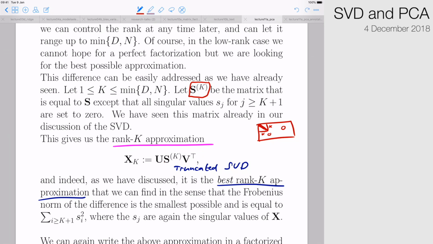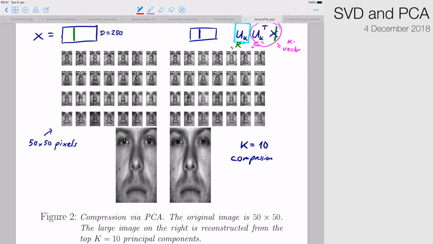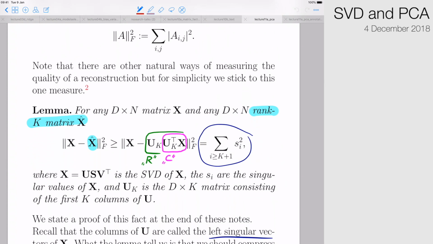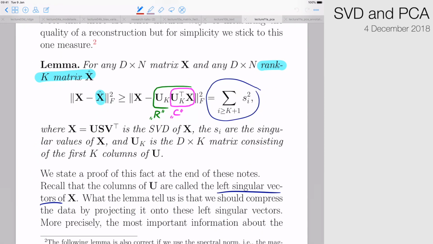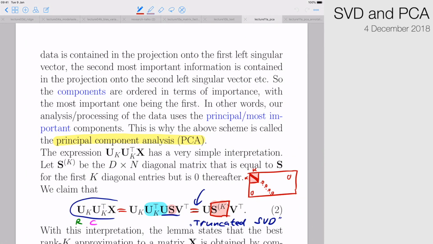So that's a rank K matrix, and the lemma before showed you that this is the best rank K approximation you can do here. And in the equation I showed you, we saw that the thing in the middle we're talking about is actually the same as the truncated SVD. So the truncated SVD is the best rank K approximation. I think I'm maybe repeating myself. So that's what we showed here. Right.